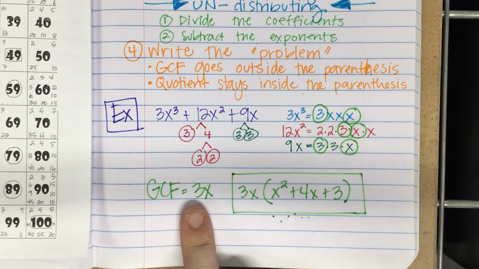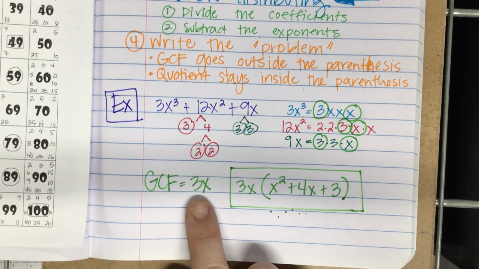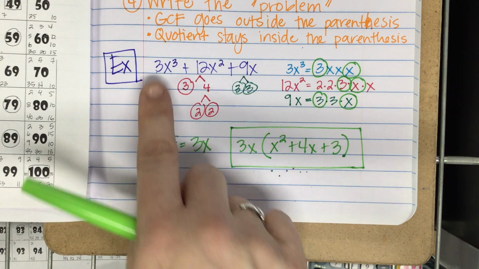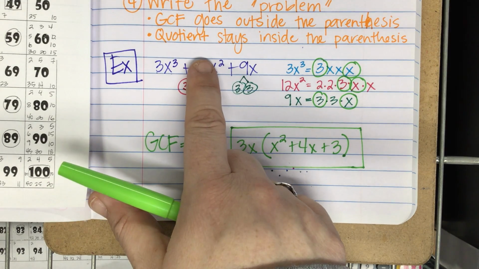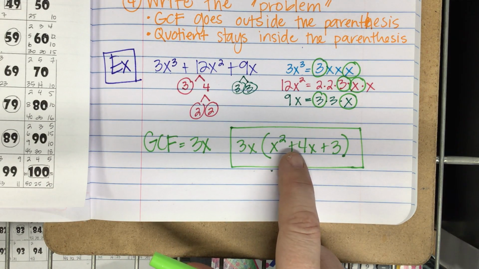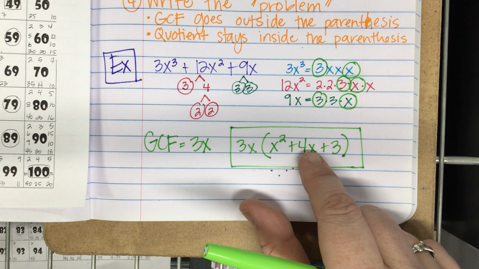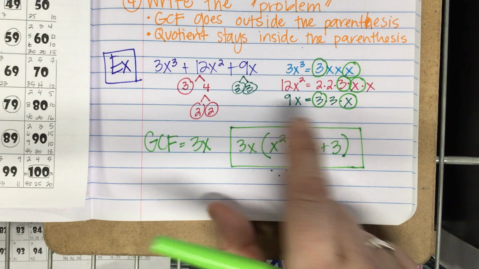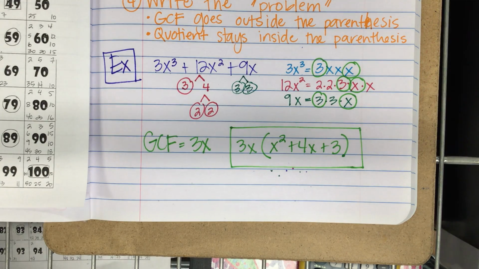If my greatest common factor is 3x, 3x to the third divided by 3x: 3 divided by 3 is 1, and x to the third divided by x is x squared. 12 divided by 3 is 4, and x squared divided by x is x. 9x divided by 3x: 9 divided by 3 is 3, and x divided by x cancels out. So there's my solution. We're going to practice.